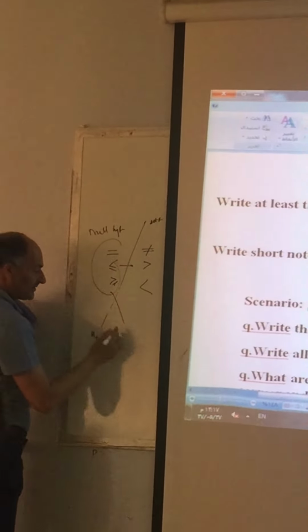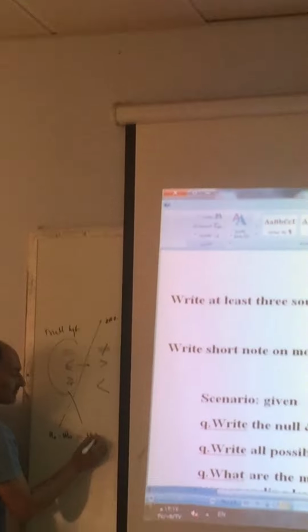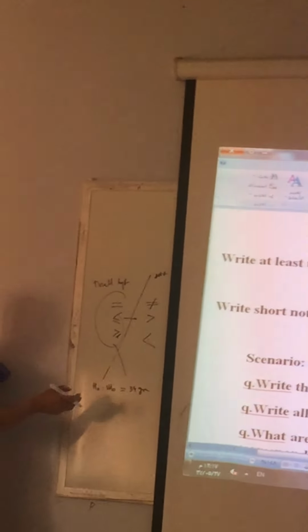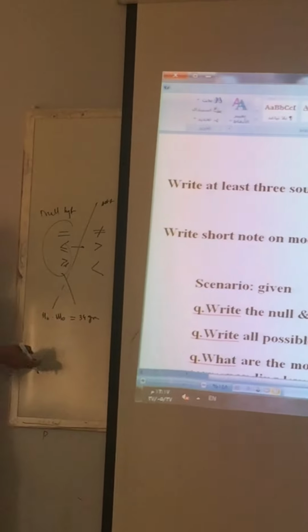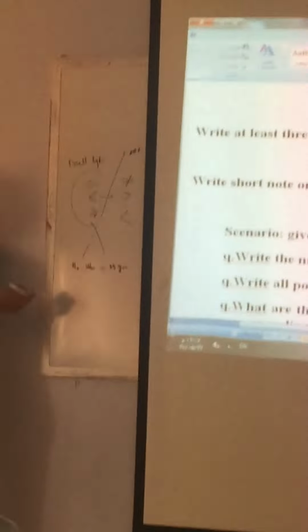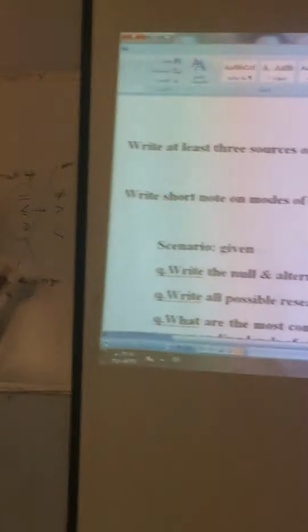For example, if it is 34 grams, something has been given, and you are asked to write a null hypothesis, you may write a null hypothesis like this. And then you may have to write an alternate hypothesis or a research hypothesis. So how will you write? I have given it in your table.